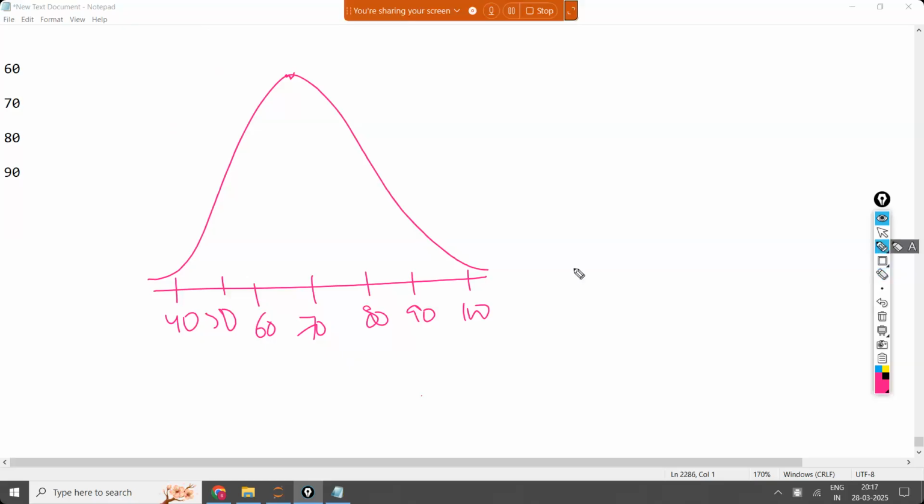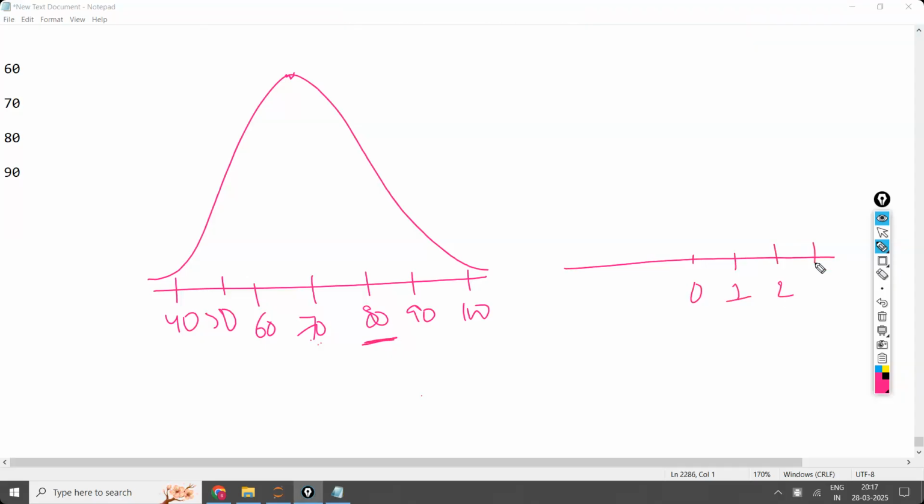Now, if you convert every value to the corresponding Z-score, what is the Z-score of 70, guys? 70 minus 70 divided by 10 only, right? 70 minus 70 is 0. 0 by 10 is 0. What is the Z-score of 80? Automatically it is going to be 1, followed by 2, followed by 3. Minus 1, minus 2, minus 3.